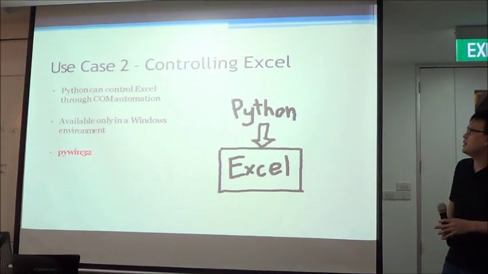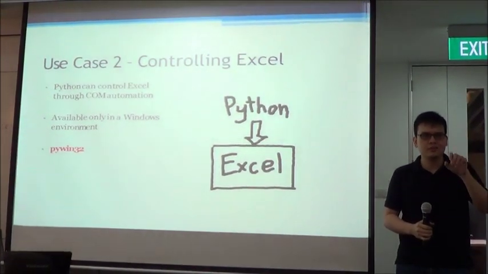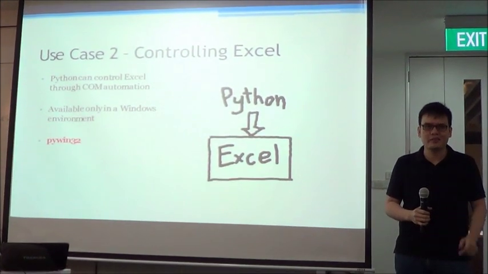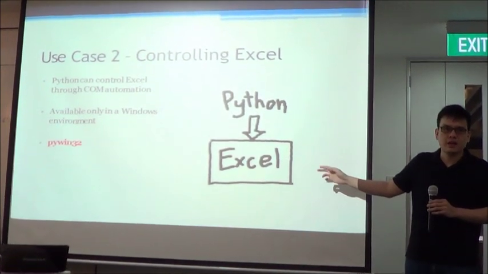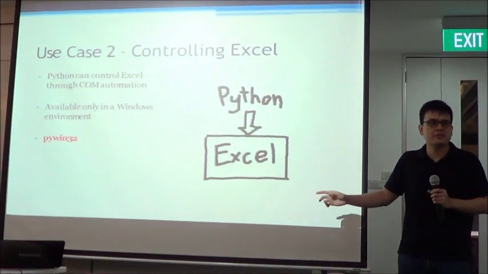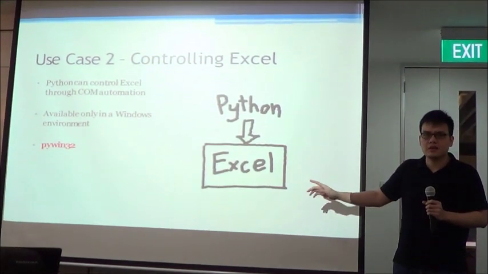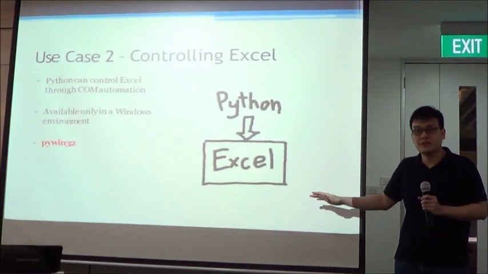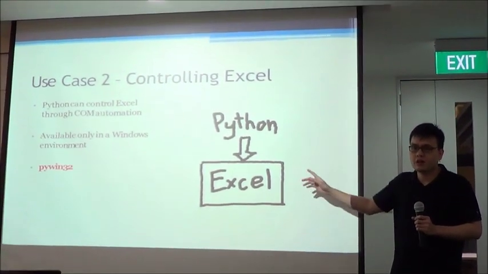Second use case, controlling Excel. So Excel is running, you can use Python to control it. Obviously this can only be done in Windows. This actually goes through COM automation, and you have to use the library called PyWin32 or Python extensions for Windows. This does COM automation. This is a bit tedious approach. The documentation for this is available, but you really need to try it out to learn COM automation.